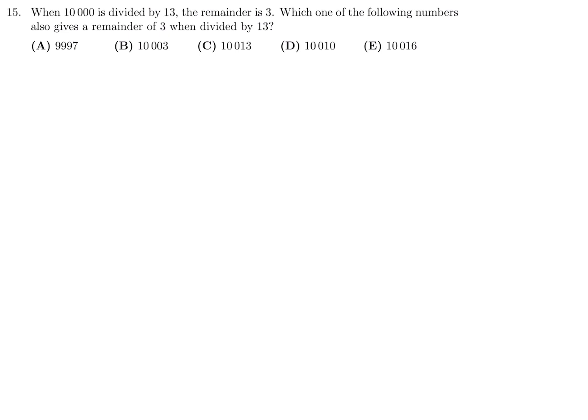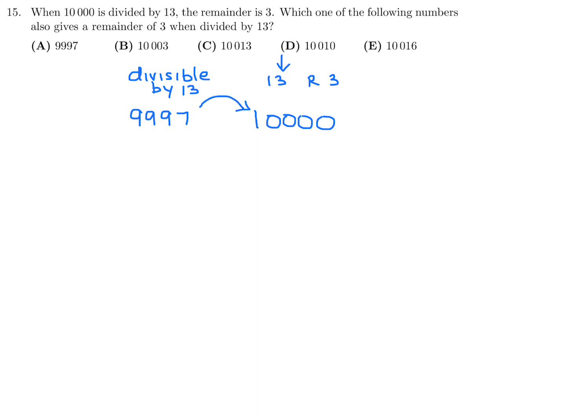When 10,000 is divided by 13, the remainder is 3. Which one of the following numbers also gives the remainder of 3 when divided by 13? 10,000 divided by 13 gives a remainder of 3. So that means if you subtract 3 from it, 9997 divides 13 evenly. So this number is divisible by 13. And then, of course, if you add 3 to it, you get a remainder of 3. So you had to jump over 3 to get from 9997 to 10,000.